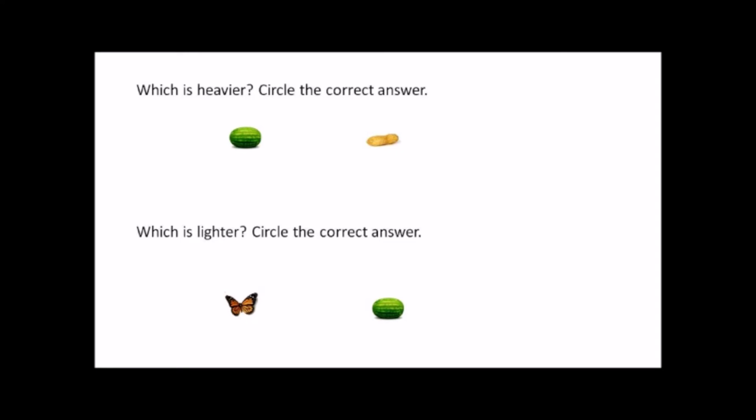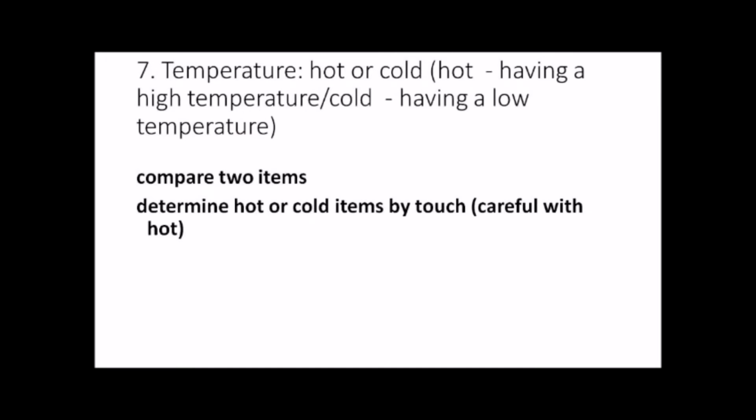Then you move on to pictures. So in the pictures, which is heavier, circle the correct answer. They must know about a watermelon and about a peanut in order to answer that question. So that's why I'm saying move from objects they know about to other things. Now the picture at the bottom, which is lighter, circle the correct answer. They must know about the butterfly and know about the watermelon. So make sure you present them with things they are familiar with at this stage in order for them to give an answer.